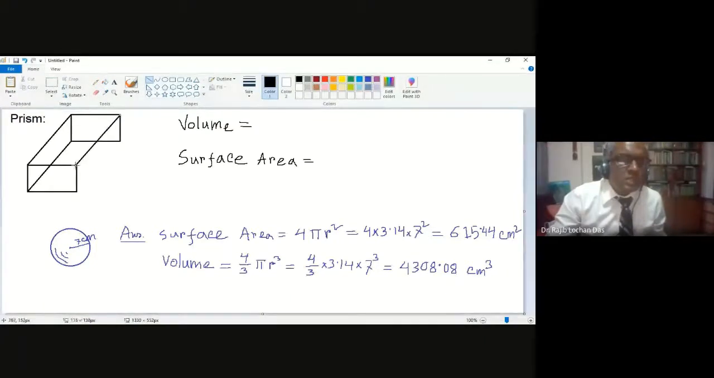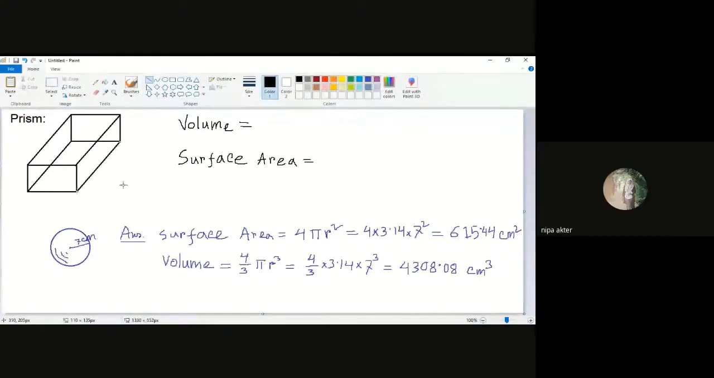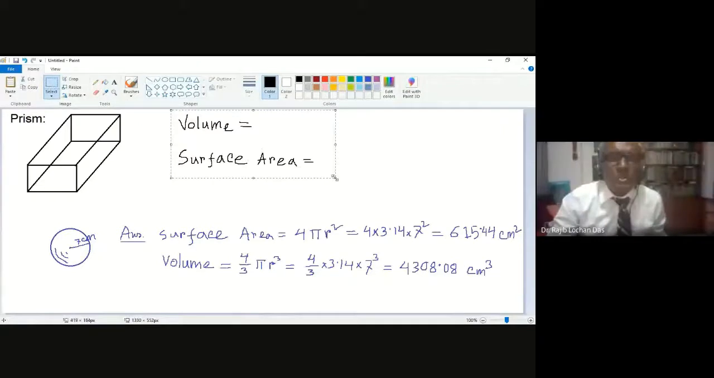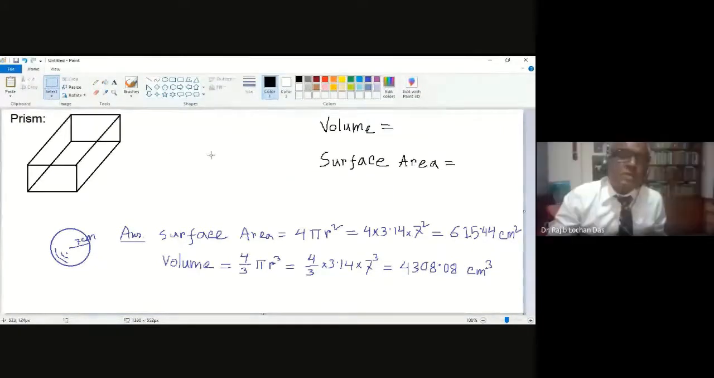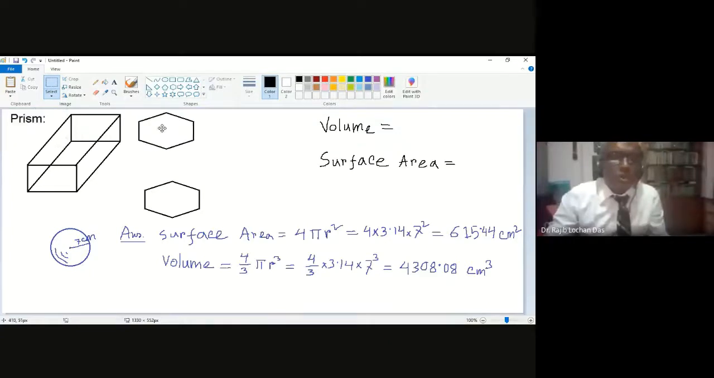What do you think? Is it like a box? Yes, sir. So the box is also a prism. Box is also a prism. So let me take this shape, and then I just copy this and put it in the top.